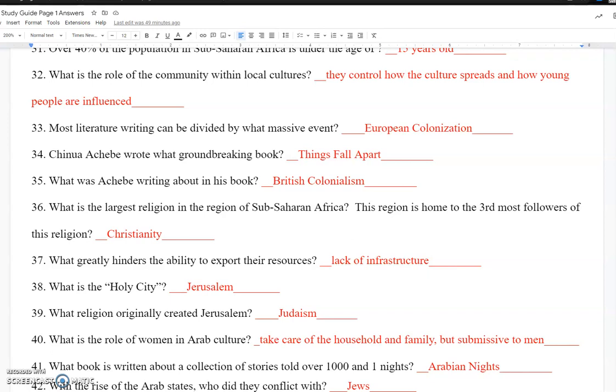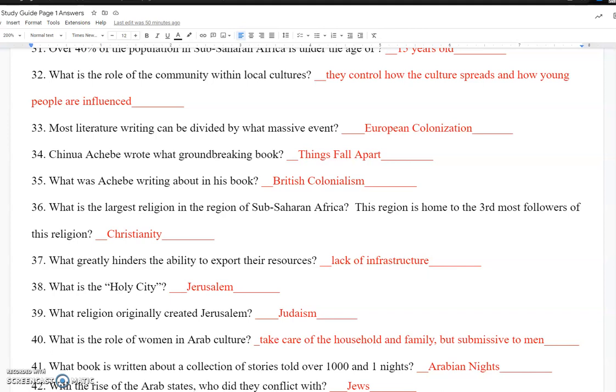33, most literature can be divided by what massive event? That's European colonization. When the Europeans come in, it changes everything, especially when it comes to literature. 34, Chinua Achebe wrote what groundbreaking book? Things Fall Apart. And his book was about British colonialism and how his country and all that kind of stuff changed dramatically, and the horrors that come with being part of European colonization.